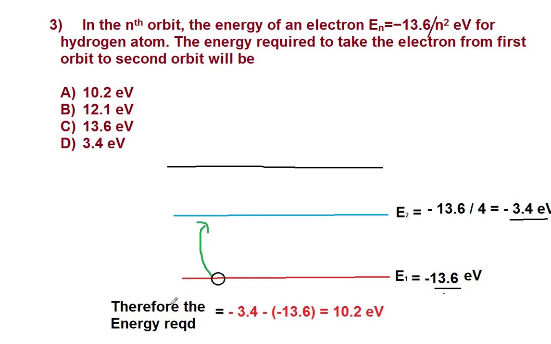How much energy is required? What is the difference between them? We have to take the electron from the first orbit to the second orbit. So the energy of the second minus the energy of the first. The energy of the second is minus 3.4 minus of minus 13.6. If we calculate, we get 10.2. This is positive 10.2 electron volt. So this is the answer. We require plus 10.2 electron volt.